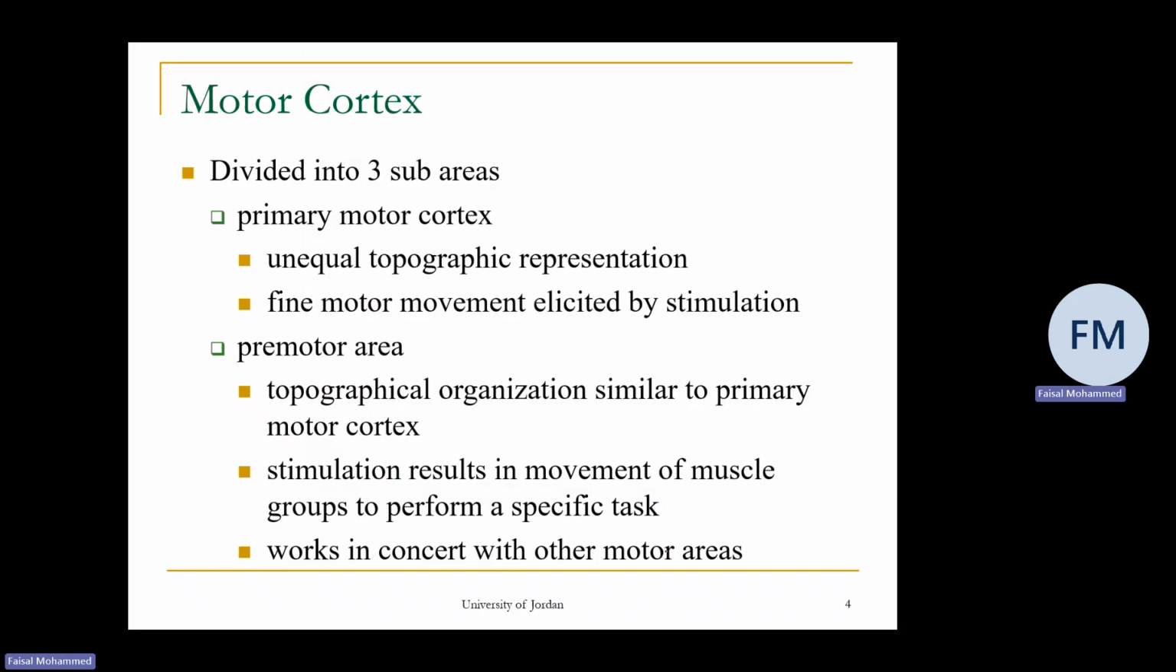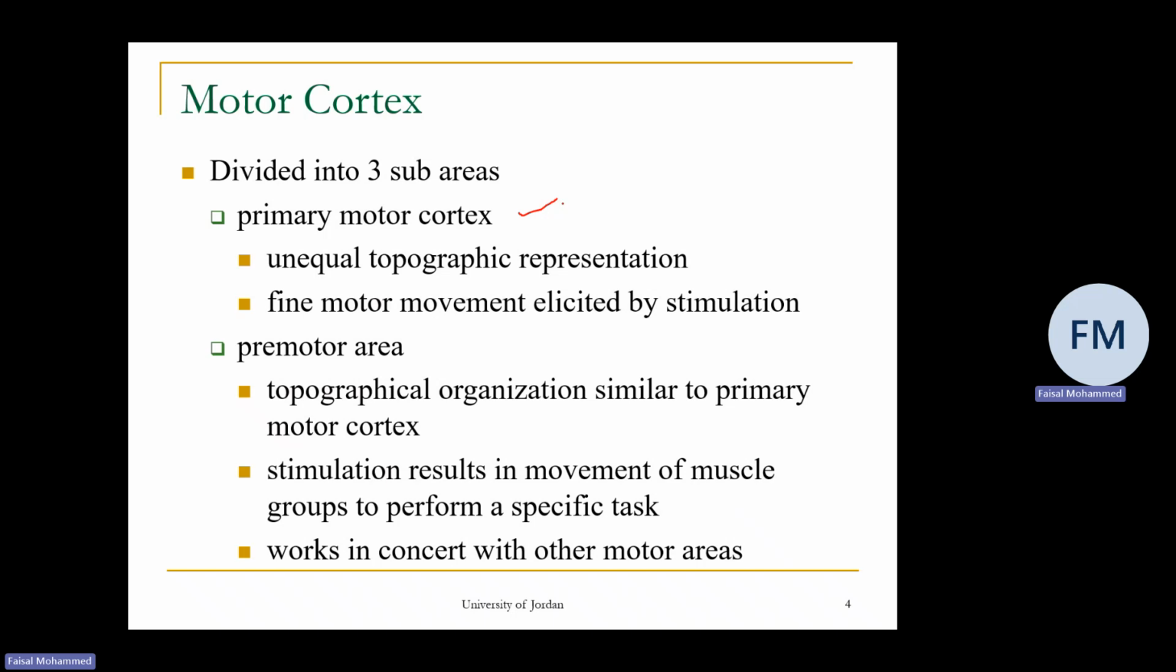The motor cortex is divided into three sub-areas. We have the primary motor cortex, which is found in the pre-central gyrus. You remember the primary sensory cortex is found in the post-central gyrus. Here, the primary motor cortex is found in the pre-central gyrus, which is also like the sensory.